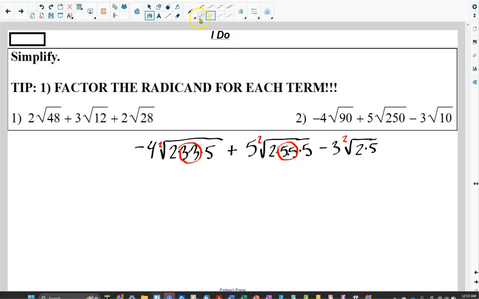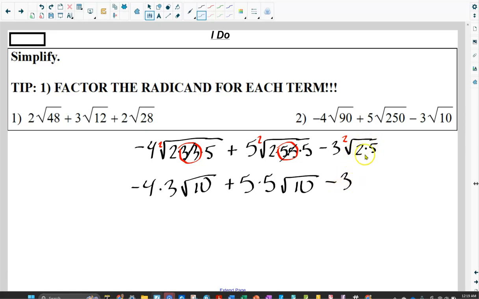And now let's go ahead and do what we do. Times 3. I'm going to put the 2 and the 5 back together. Okay. Plus 5 times 5. And I'm left with a 2 times 5 inside, which is a 10. Minus 3. Nothing came out, so we'll put it back together, a 10.